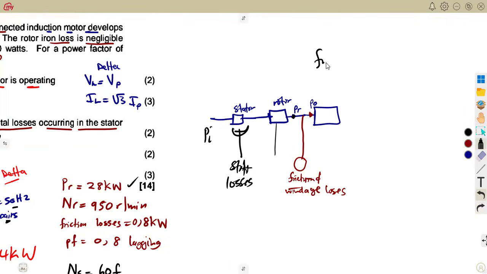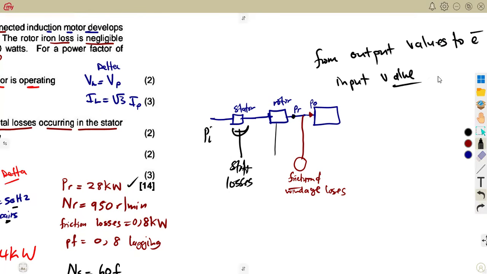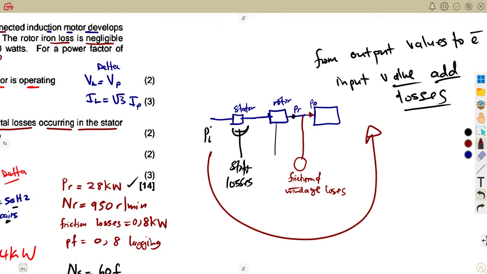So from output values to input values, let's just say to the input value, you add losses, which is vice versa. If you move from the input going to the output, you will be subtracting losses.